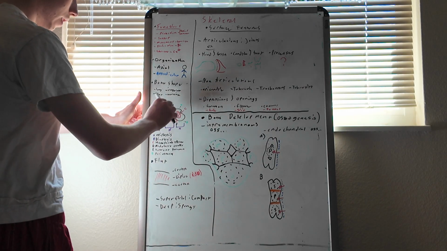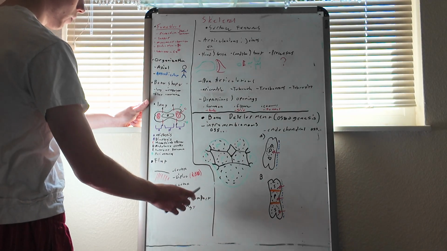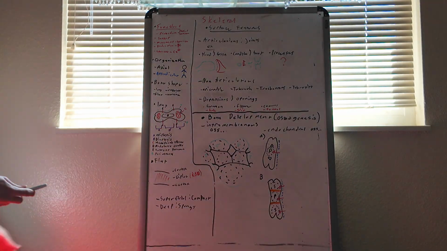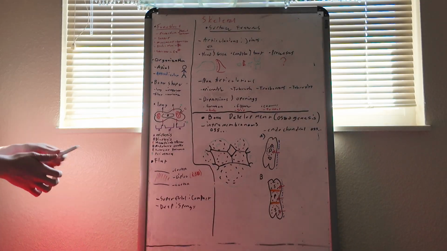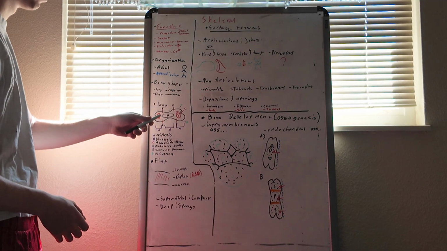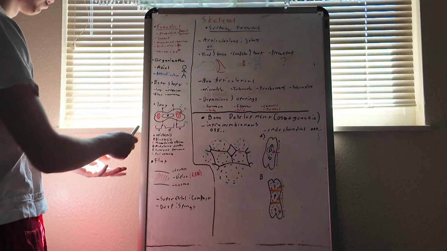The outer part of bones is always compact bone, while the inside is always spongy bone. The spongy bone is porous and is usually filled with that hematopoietic tissue, or in the case of the medullary cavity, fat.